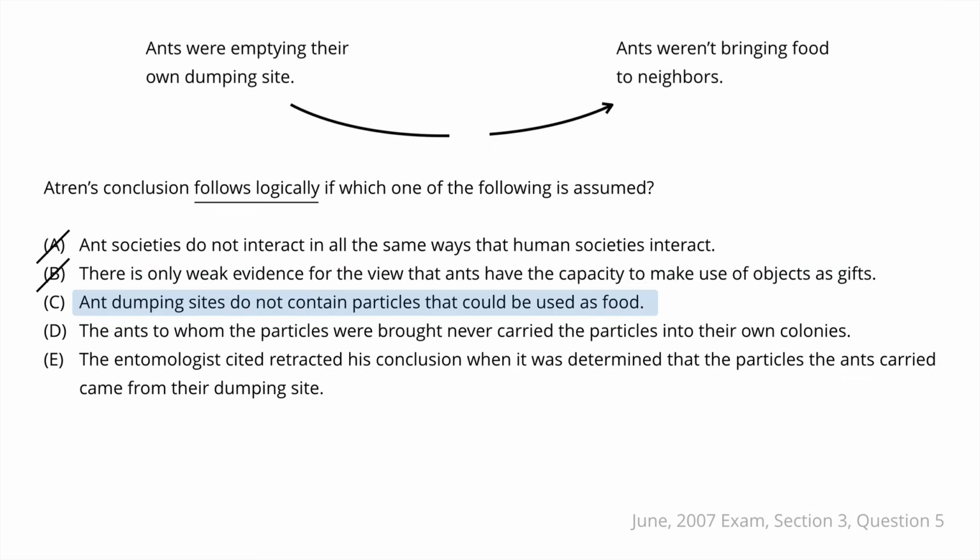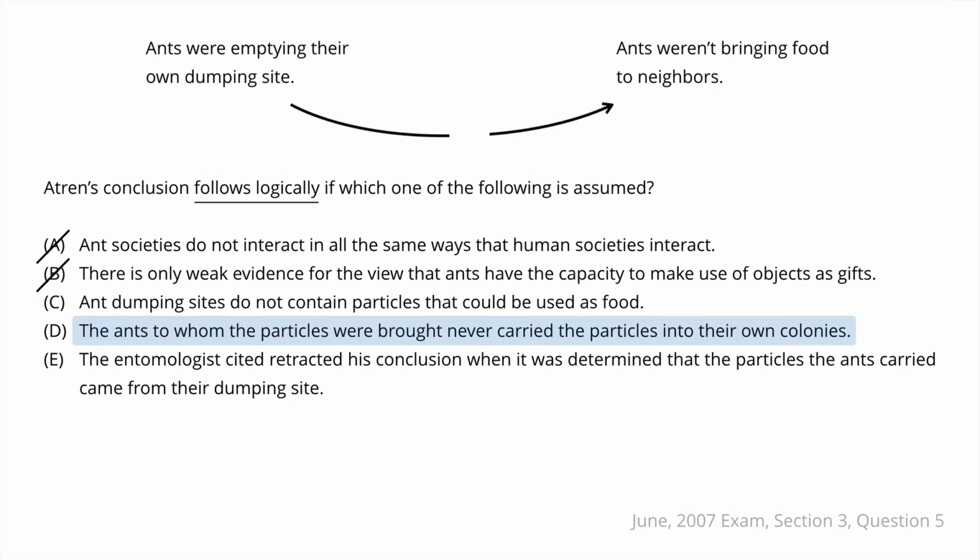C, ant dumping sites do not contain particles that could be used as food. Immediately, it's easy to see that this is much more relevant to our argument than A and B were, right? And if we plug it in, it seems to play a very important role. Ants were dumping their own dumping site. Their dumping site doesn't have any food. Therefore, they weren't bringing food. Makes a lot of sense to me. So let's go ahead and leave it for now.